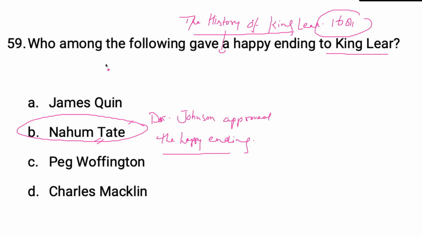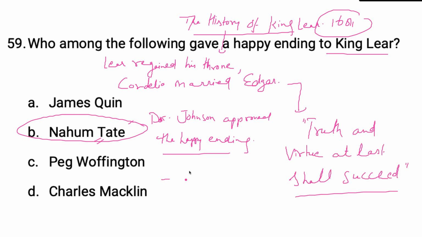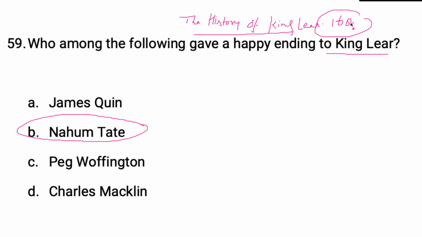King Lear did not die; rather, Lear regained his throne. Cordelia also did not die. Cordelia married Edgar. And Edgar declared that truth and virtue shall at last succeed. The character Fool is absent in this adaptation. Many critics criticized Nahum Tate for giving a happy ending and as such changing the very tragic concept, or the tragic effect, of King Lear.